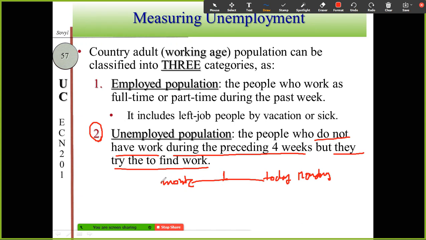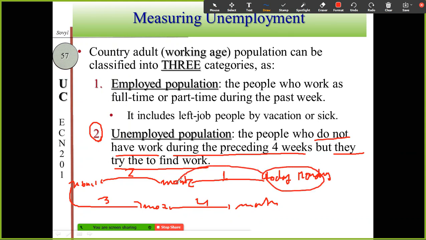Preceding last week. From last Monday to the other Monday, this is preceding 2 weeks. Last Monday to the last Monday, this is preceding 3 weeks. The last Monday to the other last Monday, this is preceding 4 weeks. That's why today is Monday, Monday last week, Monday last 2 weeks, Monday last 3 weeks, Monday last 4 weeks. So from the Monday last 4 weeks to this Monday, this is preceding 4 weeks. So it's different from last week.